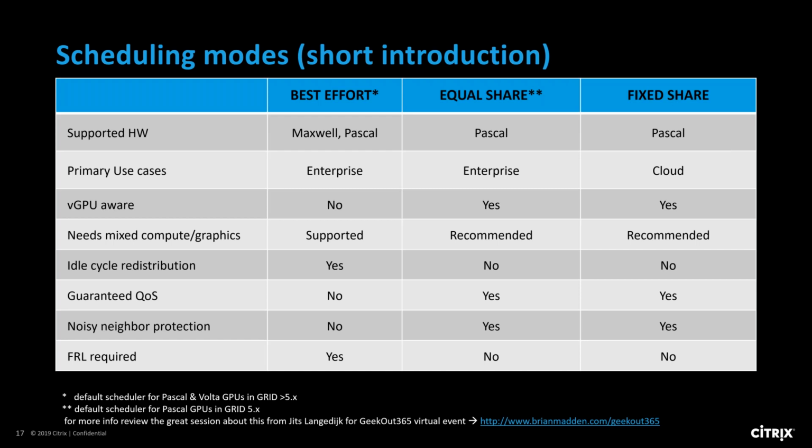And so what you can say, best effort tries to balance the performance across all vGPUs and to use the GPU cycles which are not used by other VMs and recycle them, I would say, and give them to other VMs to have the best GPU performance. But it brings a very negative thing into it, and that is the noisy neighbor problem.